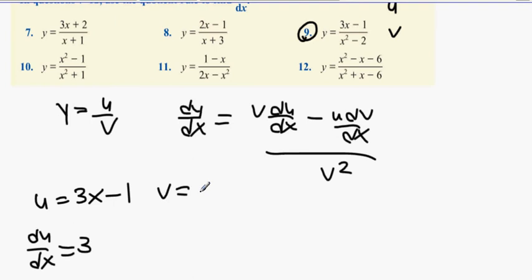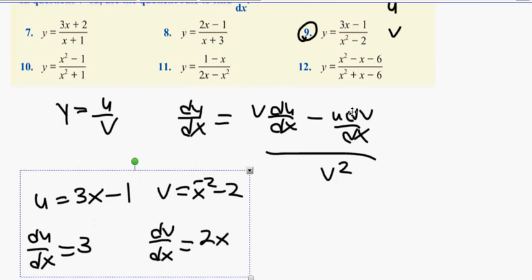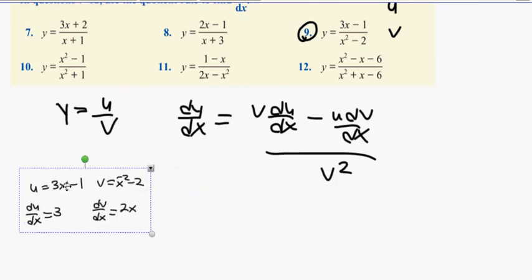Phi is x squared minus 2. Differentiate and you get dv/dx equals 2x, just 2 multiplied by x plus nothing. Now that you have your list, what you can do is go into the main equation. So that's all the values you need.